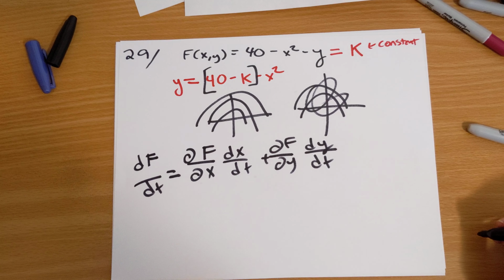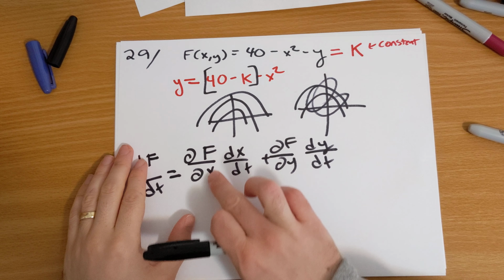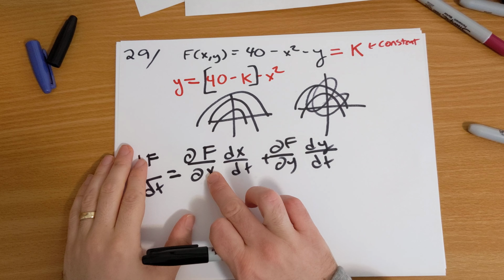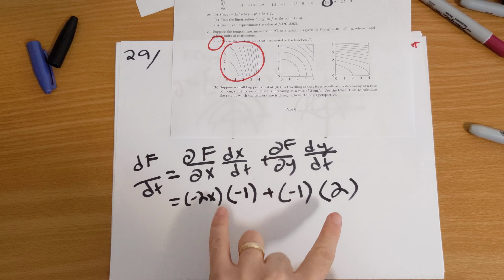Let's fill in information here. Partial F partial x is going to be negative 2x. Partial F partial y here is going to be negative 1. Dx dt and dy dt are given right here: the x coordinate is decreasing at a rate of 1 centimeter per second, so that will be negative 1 for dx dt. Y coordinate increasing at a rate of 2 centimeters per second, that's 2 for dy dt. And so we have this.